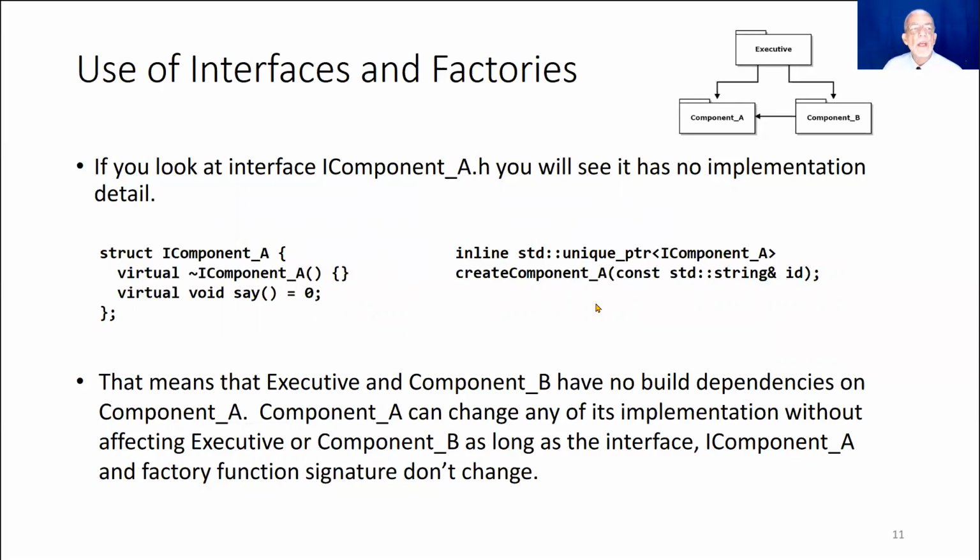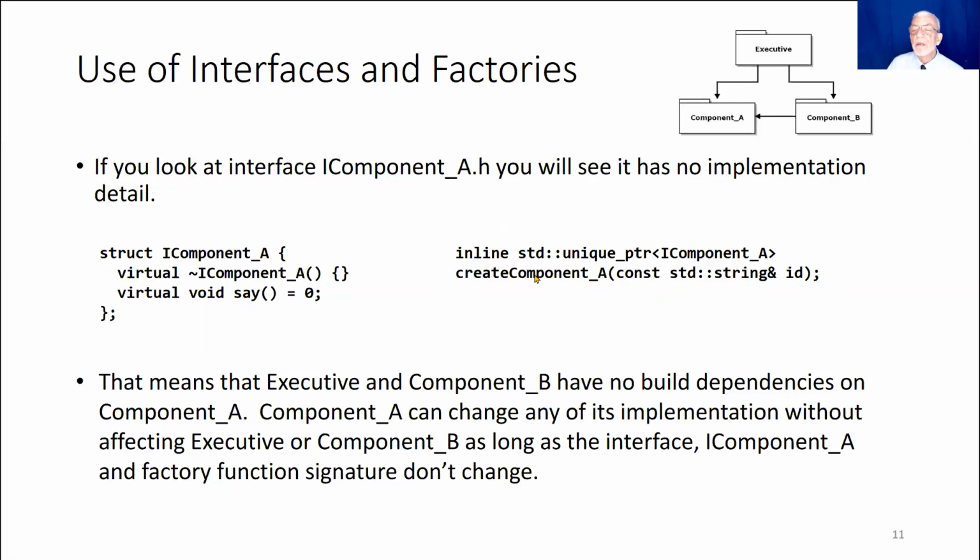Okay, so here's a little bit about what's in that interface. If we look at this component A, it has no implementation. What the executive and the component B see is this struct declaration of the contract, the interface, and it sees a function equals 0, which says this is a pure virtual function. It says this interface is not going to implement this function. It's implemented by any class that implements the interface. And here is a declaration of a factory function, create component.